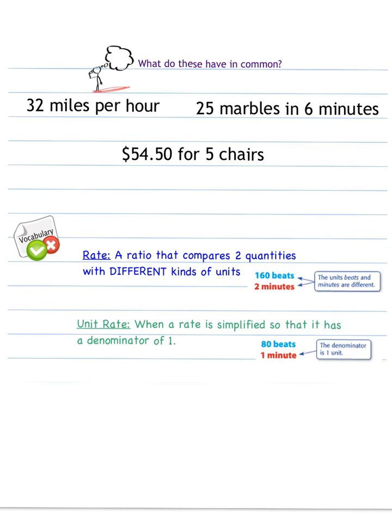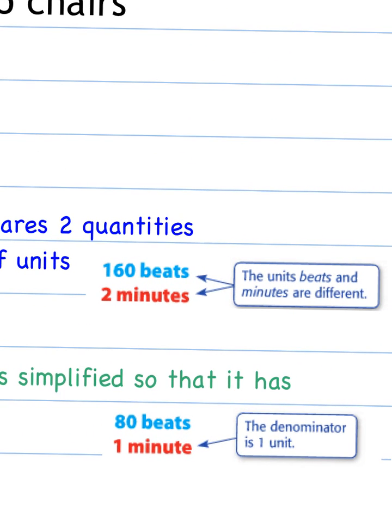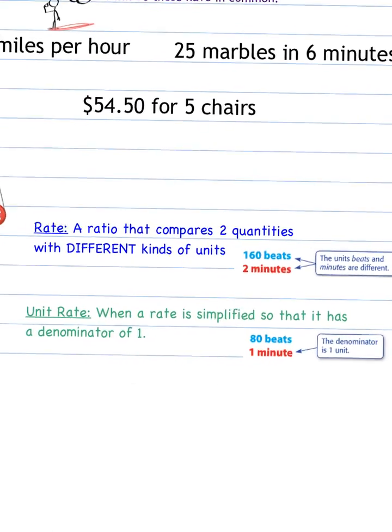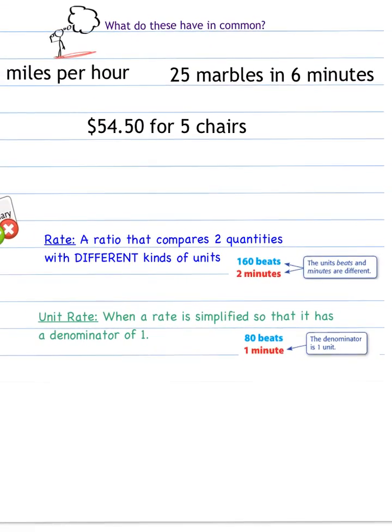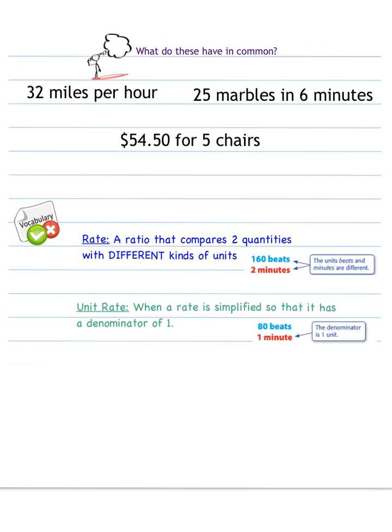One of them is a rate, which is a ratio that compares two quantities with different kinds of units. So for example here, 160 beats to 2 minutes. The units beats and minutes are different, but we are still comparing those two quantities. So up above, these would all be rates. We are comparing miles to hour, marbles to minutes, dollars to chairs. Another word is unit rate, when a rate is simplified so that it has a denominator of 1.